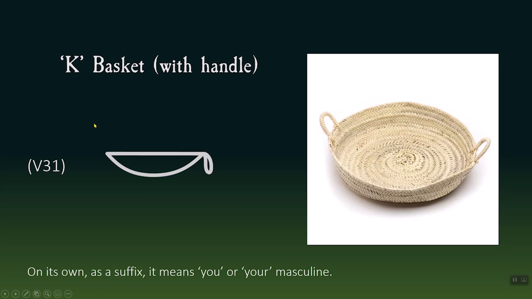Then we have K, which is a basket with a handle, V31 in our JShesh software. And on its own, as a suffix, it can mean you or your. So if you find a word and it has this on the end of it, it's saying that you or your did this action or your possession, whatever the case may be.